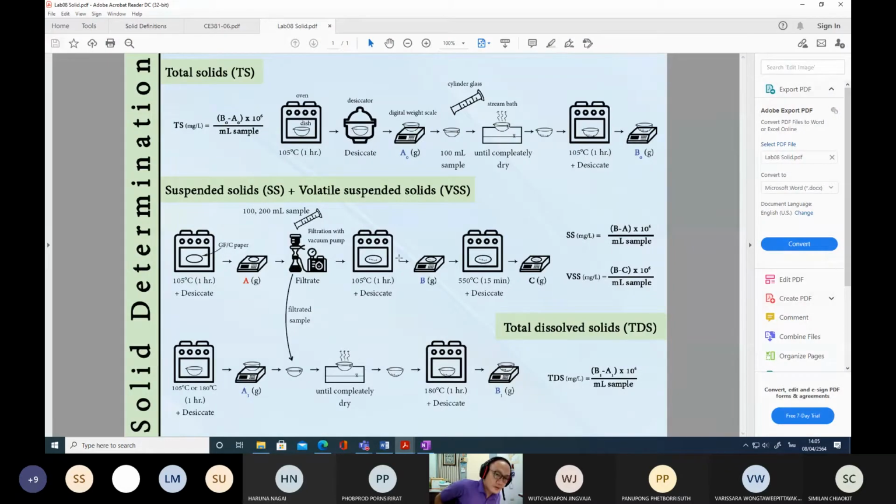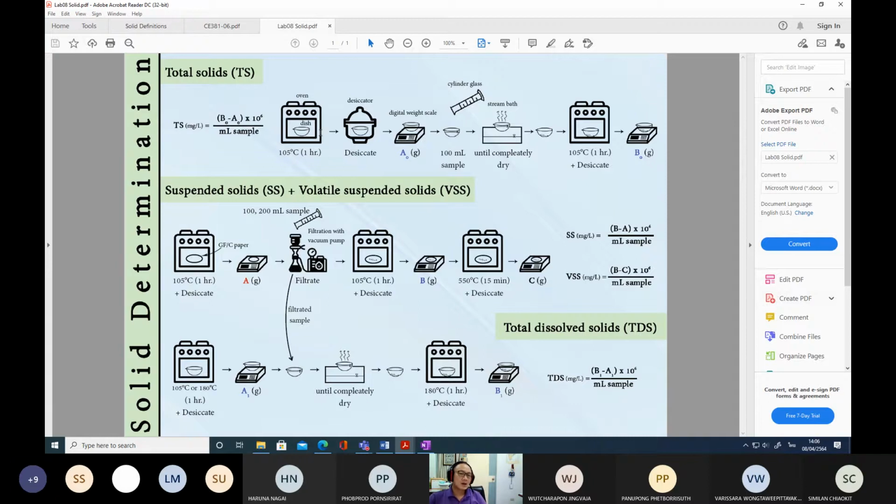But anyway, this is the procedure for how we determine the various types of solids as I mentioned. For the total solids, what you should do is take the crucible. Actually, this is a kind of porcelain bowl. It is not that big, just this size, and it can handle a water sample of approximately 100-250 milliliters. So we put the clean, empty crucible into the oven, where it must be kept at 105 degrees Celsius for at least 1 hour.